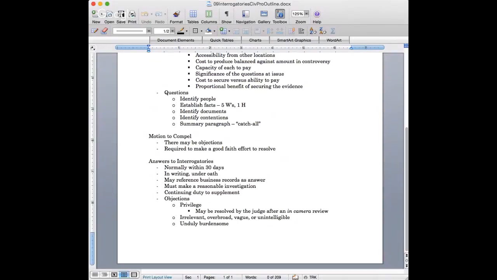There may be objections, so that you might need a motion to compel the other side to answer the questions. Sometimes they have objections. Most objections to questions in interrogatories are resolved through good faith effort between the parties and informally decided. The courts do not really like to be brought in on these motions to compel, especially because a lot of times they seem like personal squabbles, things like that.